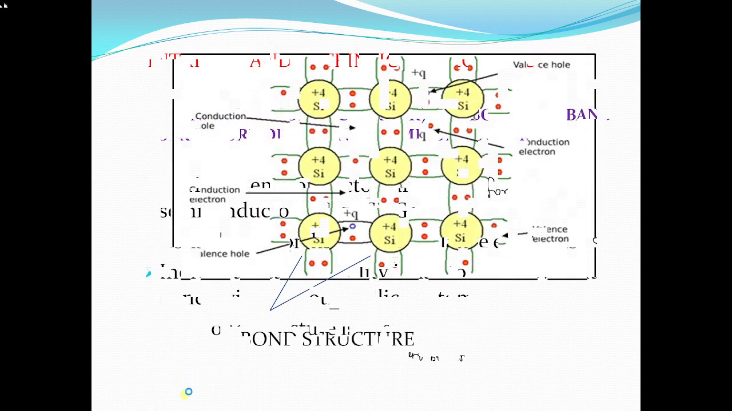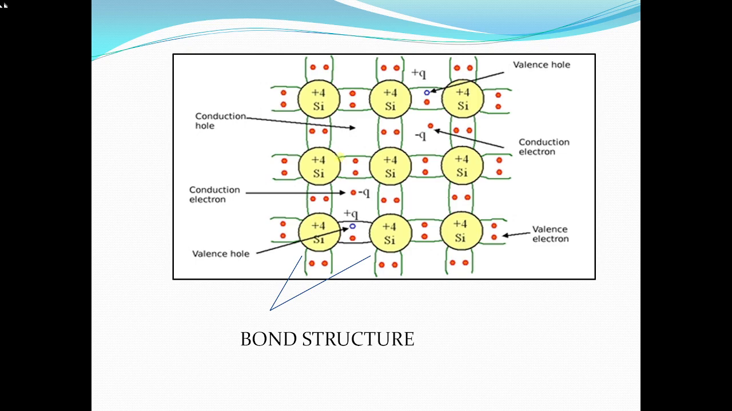Now we can see the bond structure in the diagram. Okay. These are the silicon atoms. One silicon has 4 valence electrons, and it shares these 4 electrons with other silicon atoms. The other silicon atoms also have 4 valence electrons. So it becomes stable by attaining 8 valence electrons. See here, this is one silicon atom sharing electrons with the others.